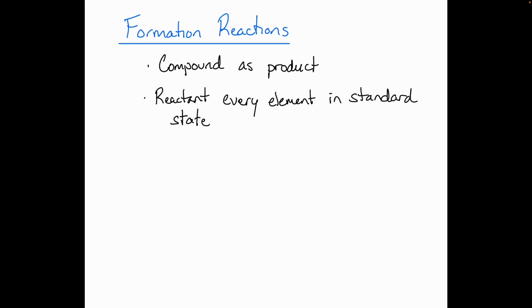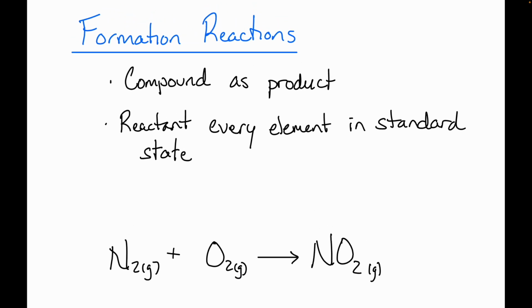Okay, so if I take a compound like nitrogen dioxide, that compound is my product in this formation reaction, and my reactants are those two elements, nitrogen and oxygen, in their standard state. So nitrogen is a diatomic gas in its standard state, and oxygen is a diatomic gas in its standard state. So my compound, I just take each one of those elements, boom, in their standard state. But there's a weird thing about formation reactions.